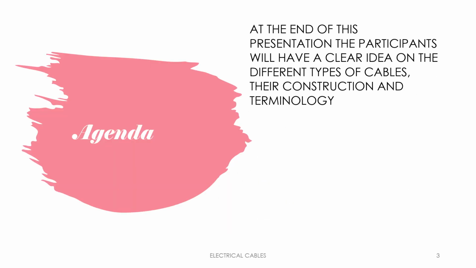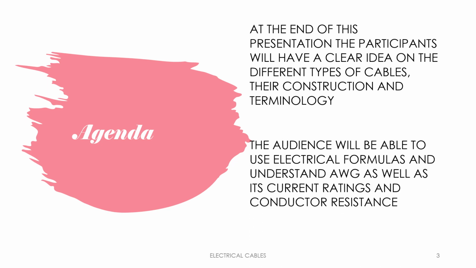At the end of this presentation the participants will have a clear idea on the different types of cables, under construction and terminology. The audience will be able to use electrical formulas and understand the wire size, the gauge, as well as the current rating and conductor resistance. That is the whole process in the presentation. But at this time, we're talking about cables.